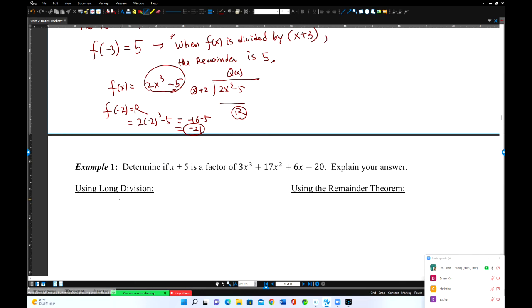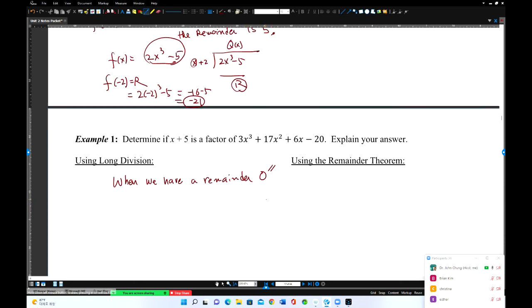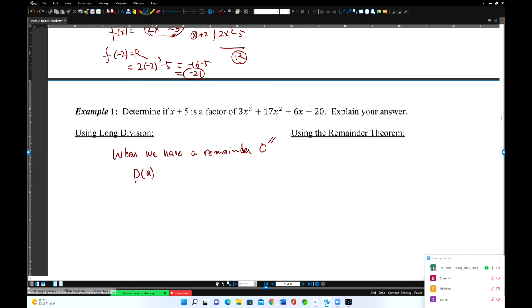When you have a remainder of 0, what does that mean? For some polynomial function, if you have p of a equals 0, that means the remainder is now 0. What is that? This one divided by x minus a, right? P of x can be expressed as p of x equals divisor times quotient, and the remainder is 0. The remainder is nothing. What happens over here? This is a product form. x minus a is a factor. Now you can say x minus a is a factor of p of x, because the remainder is 0.